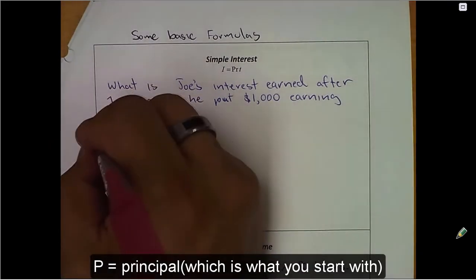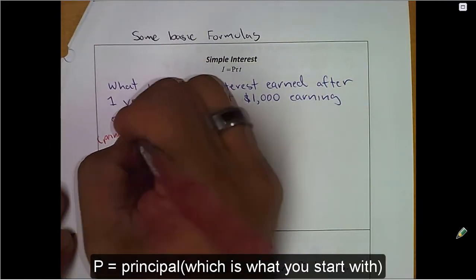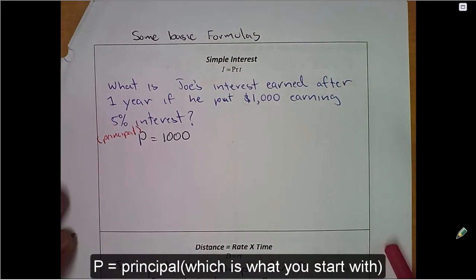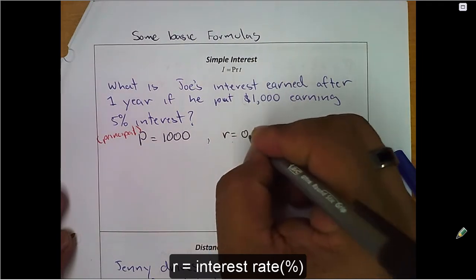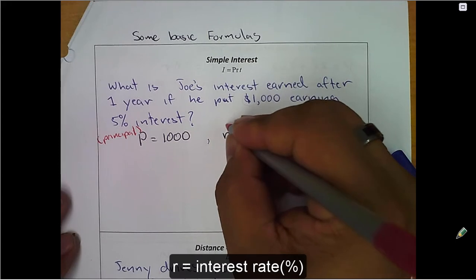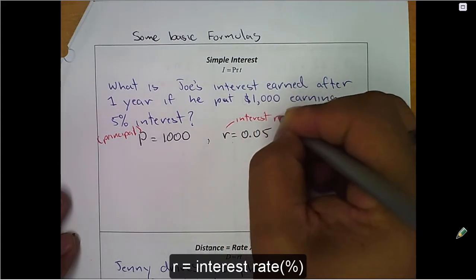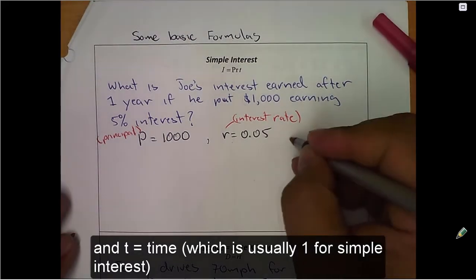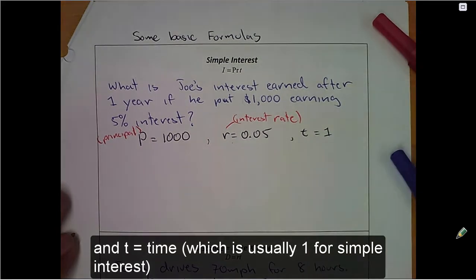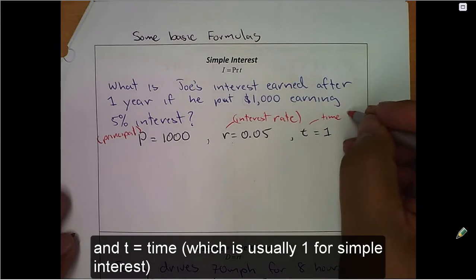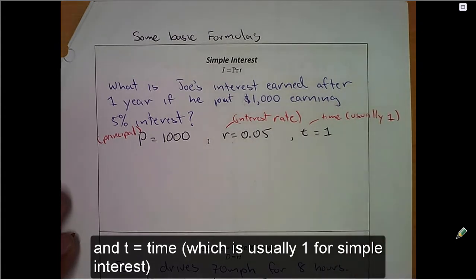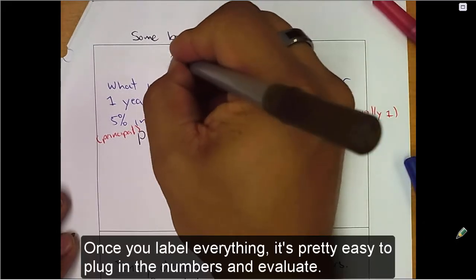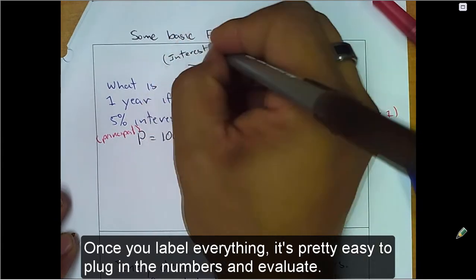Principal equals P, which is what you start with. R is the interest rate in the percent. And T is time, which is usually 1 for simple interest. Once you label everything, it's pretty easy to plug in the numbers and evaluate.